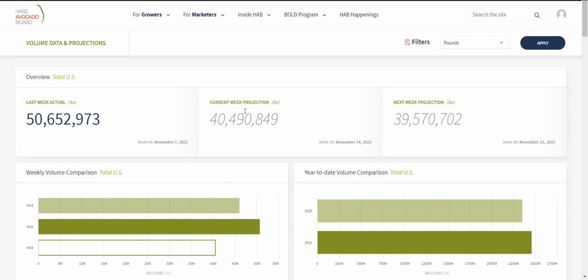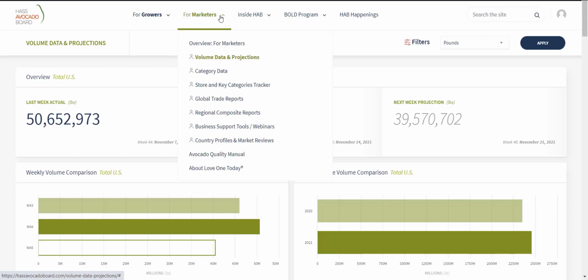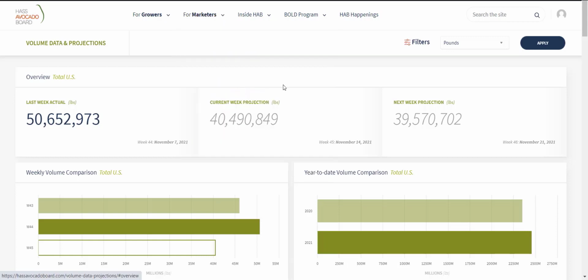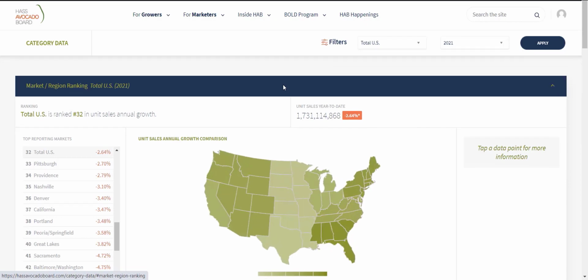Now, let's move on to the category data section. And to get there, go to the For Growers or For Marketers menu on top and click on Category Data. You need to be registered on hab.com to access these sections of the website.